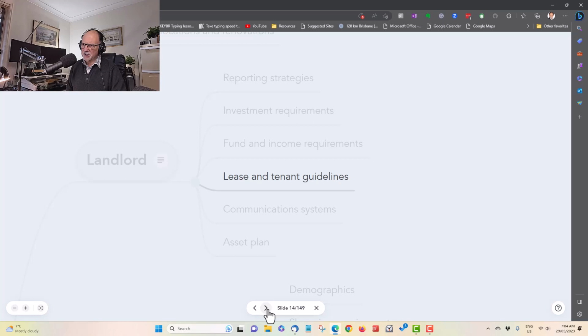Now, lease and tenant guidelines. It's a simple subject, but there's many things in there. Every shopping centre should have a standard lease, which is constructed around the investment requirements of the landlord. So every time you are about to do a lease, you've got a standard lease. You know how it works. You know the rental types, the market rents, the rent review strategies, the options, whether you want any.